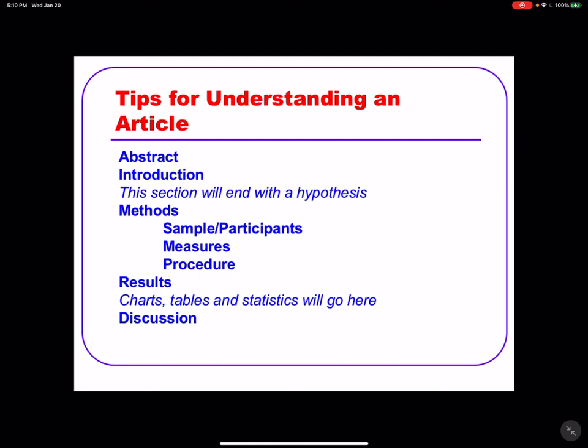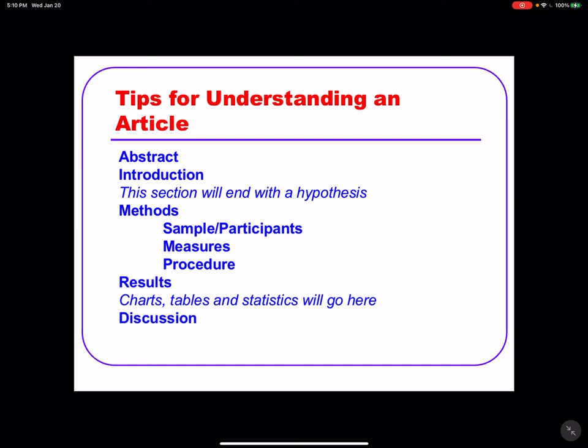And the methods section in a social science article and in many, many other articles has 3 subparts. So you've got the methods section, which is a big section, and the methods section has 3 subsections. There's the sample and participants. It tells you who took part in the study, how you recruited them, and basic characteristics about them. So that's the sample and participants, which tells you everything about the participants in the study.